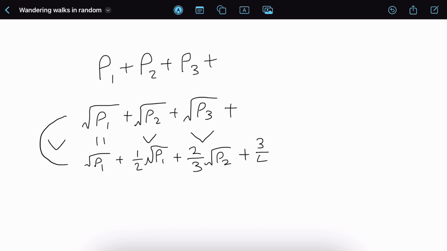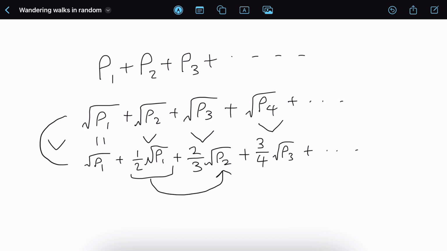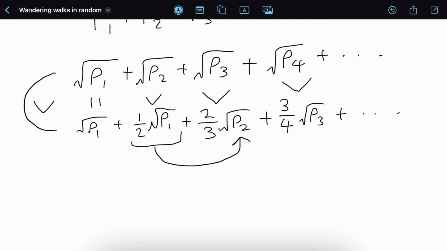3 over 4 square root of p sub 3, and this is p sub 4, and then this also continues. Then we can do the same process again. This is the p sub 2 term, which we can substitute into here, and that doesn't affect our inequality. And the same for this also. We can substitute this into here.